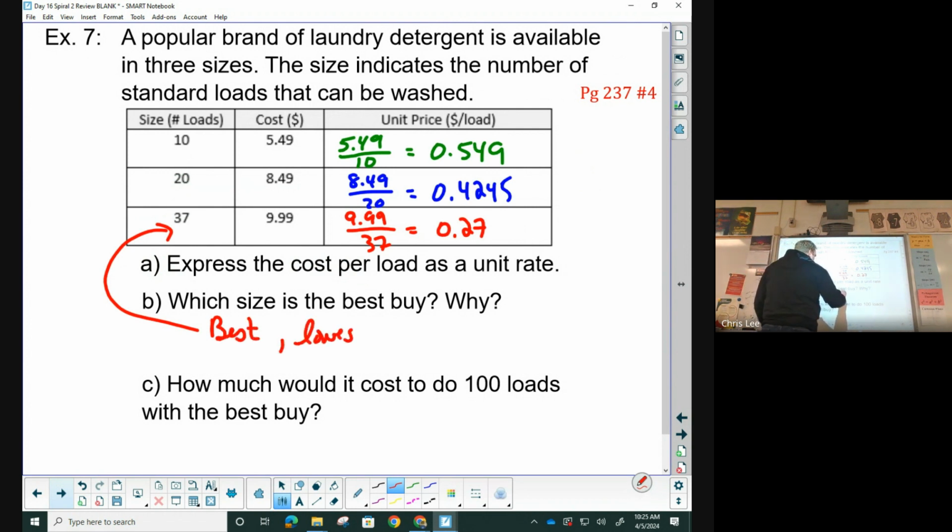The lowest unit rate. Is that always the case? The bigger is always cheapest? No. Remember the bagels.